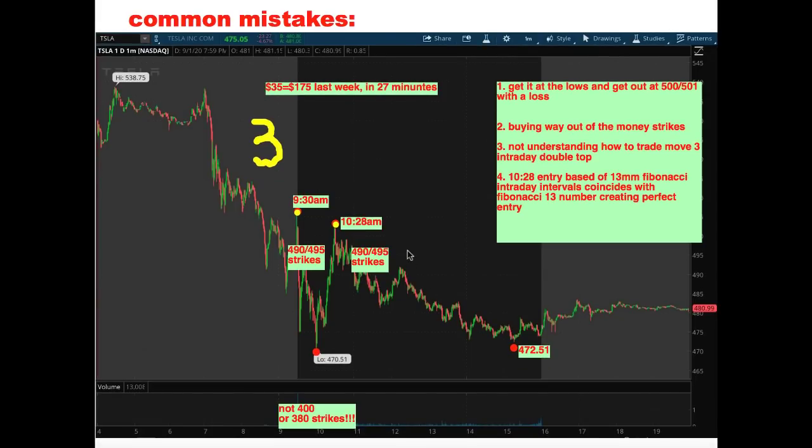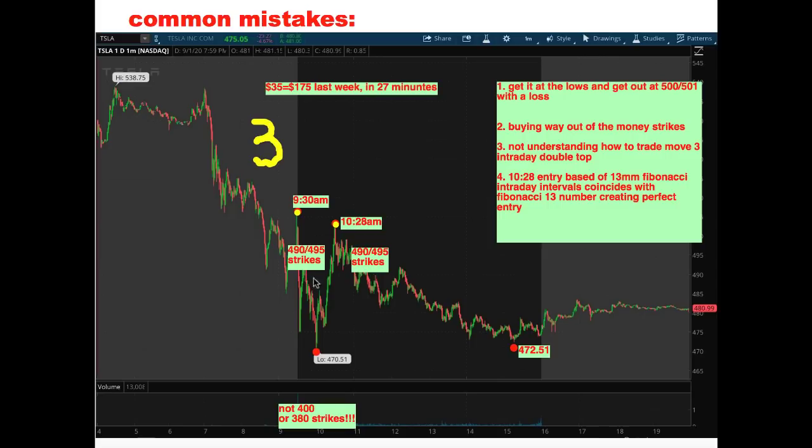So, the ideal strike, when the stock opened at 9:30 a.m., was to buy the 490, 495 strikes. And the goal here is by the time it drops, you want to be in the money. So the most common mistake is, let's say a trader thought, okay, I agree Tesla's going to drop. It makes sense. I want to buy puts. But then the guy goes and buys like 300, 400 or 380 strikes in expectation of this move. It's not going to work, because you're selecting the strike price way out of the money.